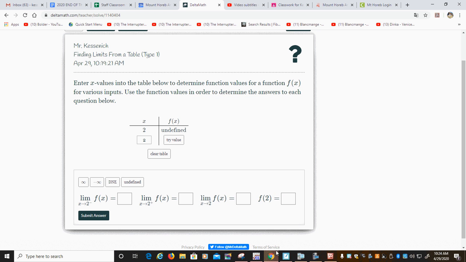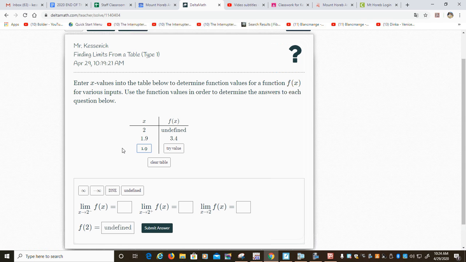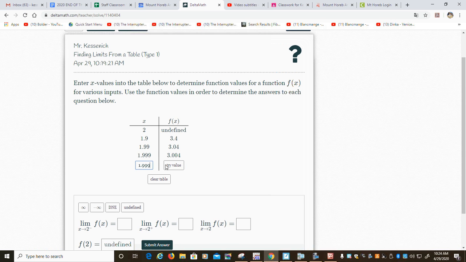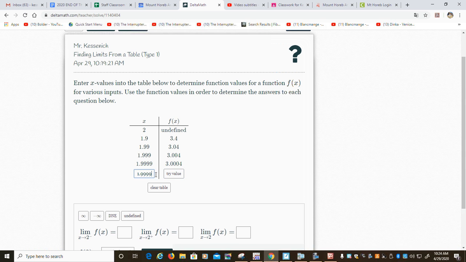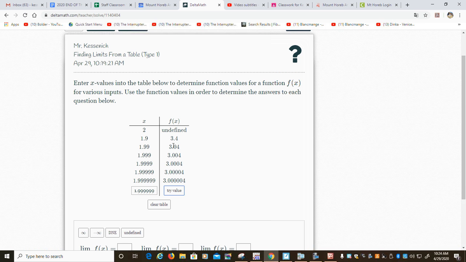So when I go back here, I want to start entering values. So we know what this one is. This one's going to be undefined because that's what it gets when we just enter 2. All right. Let's see what happens as we approach from the left. So 1.9. Notice it retyped the value that was there before, so I'm just going to enter another 9, and another 9, and another 9, and so on. It looks to me that it's converging. It's getting closer and closer to the value of 3.